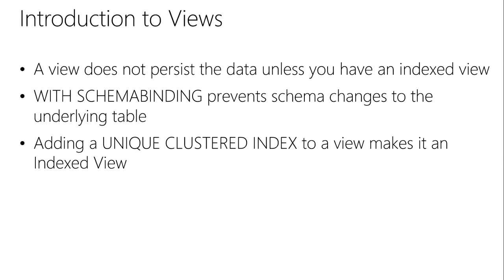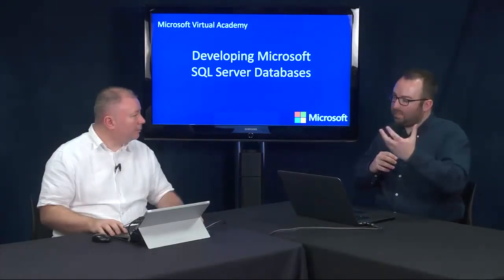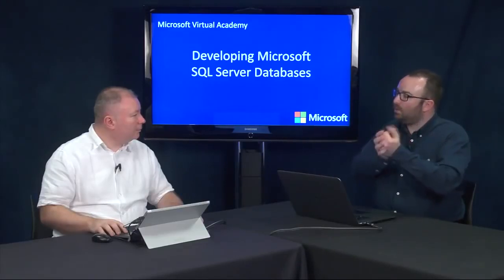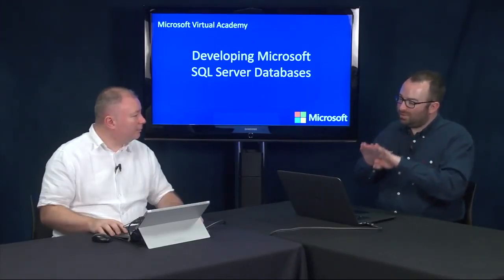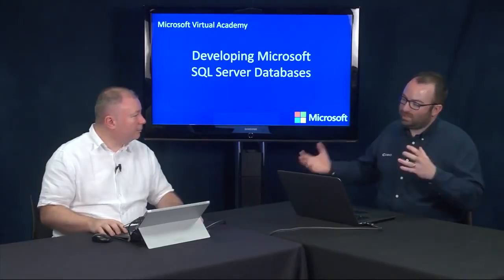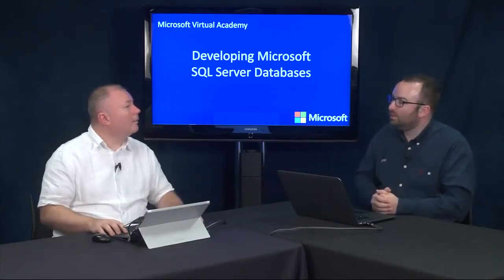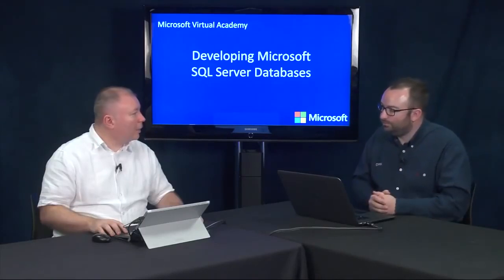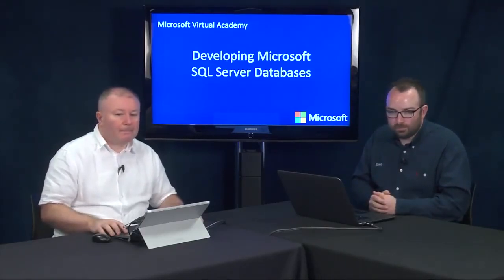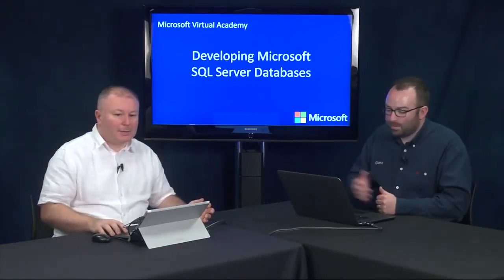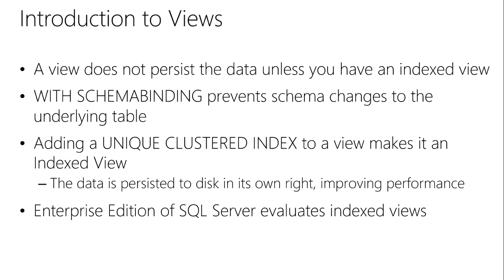So the view is a virtual table, and we mentioned before that when you select data from that view, it selects it from the underlying table. But if we put a clustered index on that view, it's actually going to generate a new physical table, effectively, called an indexed view. So it's persisted to disk in its own right to improve performance.